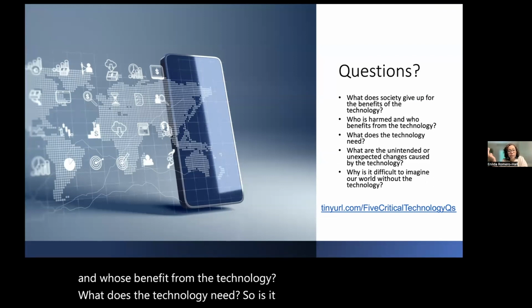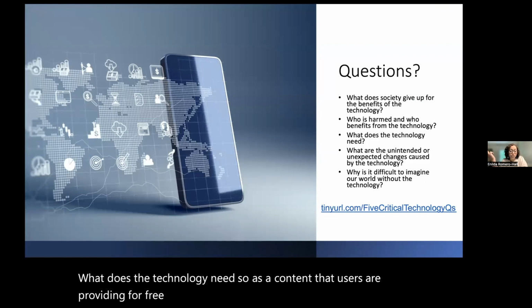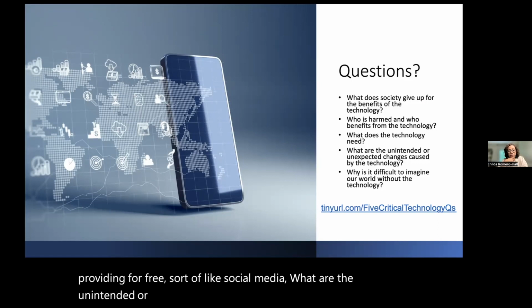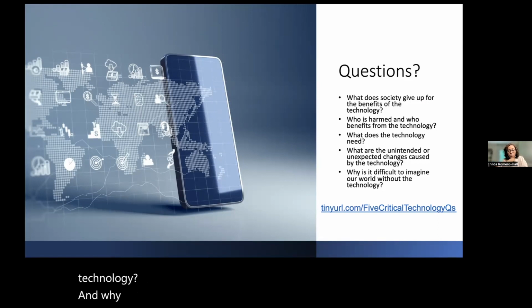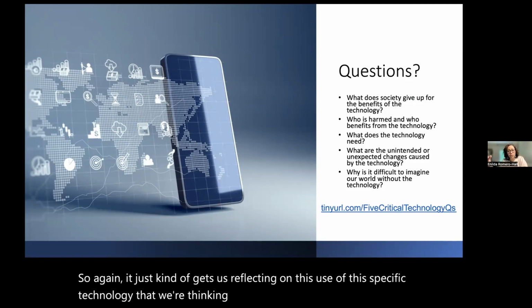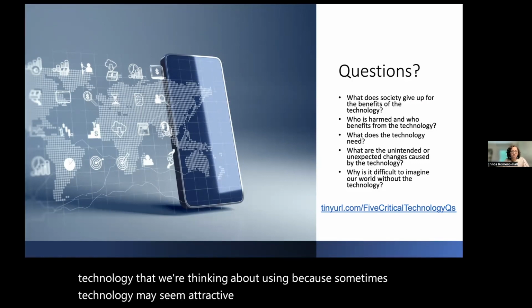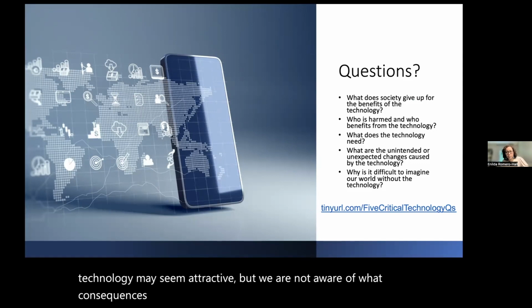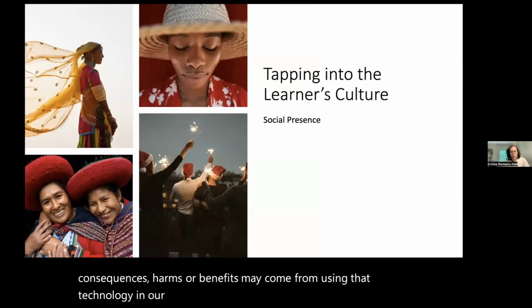So is it content that users are providing for free, sort of like social media? What are the unintended or unexpected consequences or changes caused by the technology? And why is it difficult to imagine our world without the technology? So again, it just gets us reflecting on this specific technology that we're thinking about using, because sometimes technology may seem attractive, but we are not aware of what consequences, harms or benefits may come from using that technology in our online course.